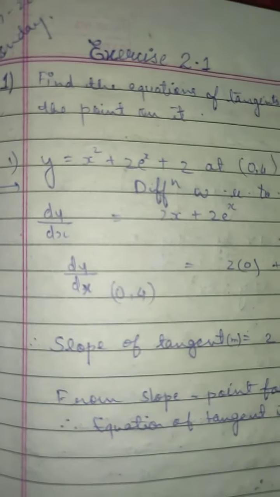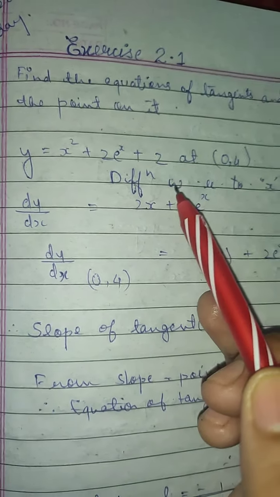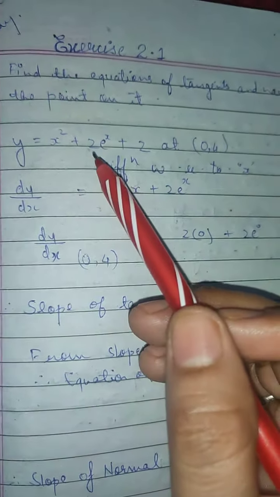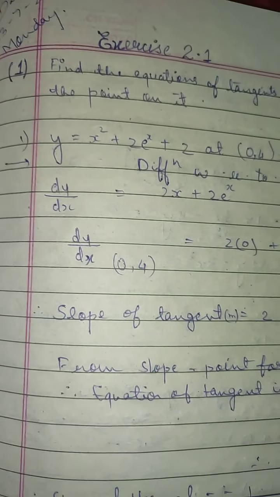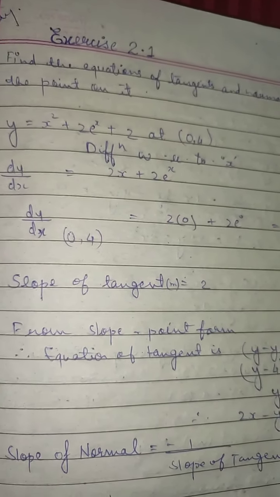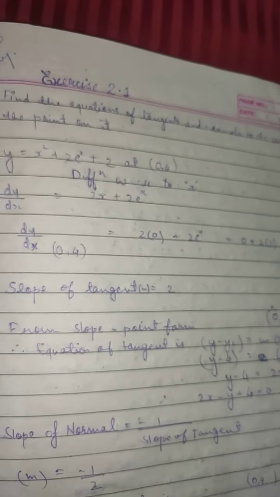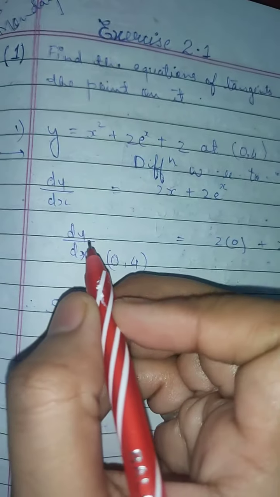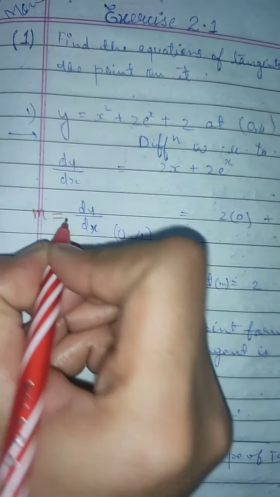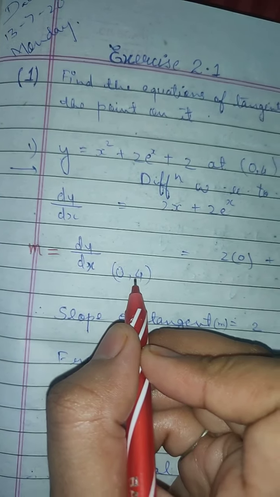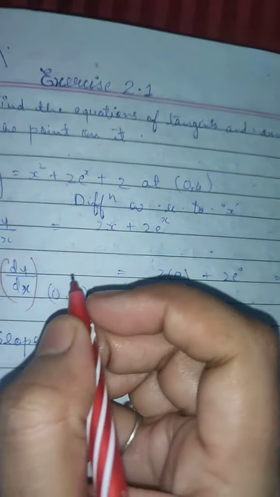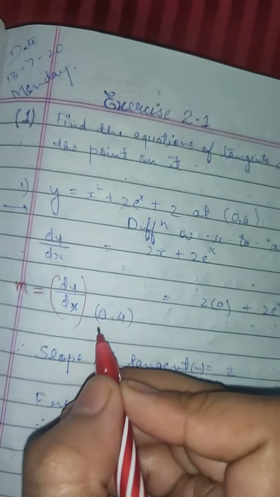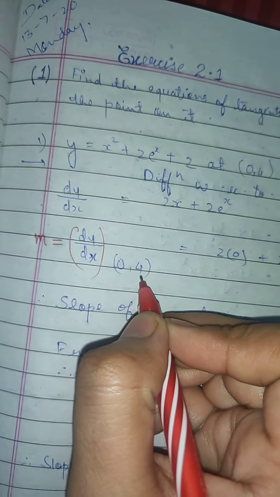Here is our first question: y equals x square plus 2 into e to the power x plus 2. Now we will differentiate with respect to x. dy by dx: the derivative of x square is 2x, and 2 into e to the power x stays the same, because the derivative of e to the power x is e to the power x. Then we have to find the slope. Slope means the value of m, small m, dy by dx at the given point (0, 4). You can put it in brackets: the x value is 0 and the y value is 4.